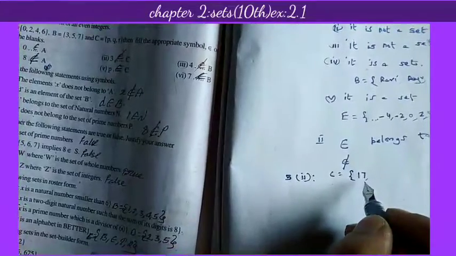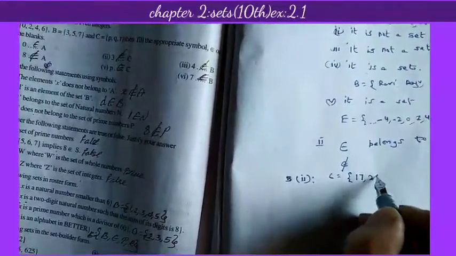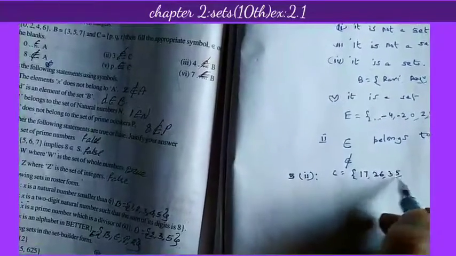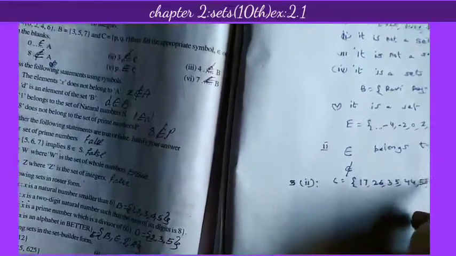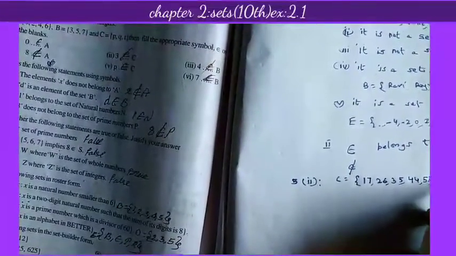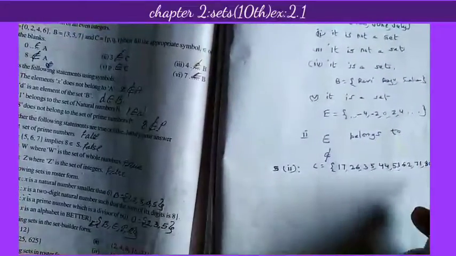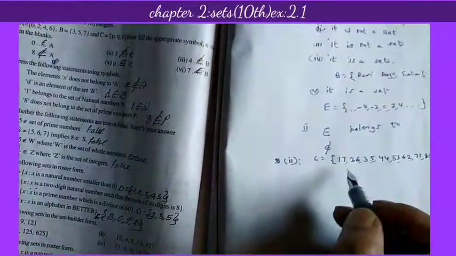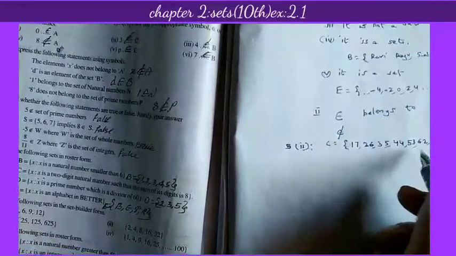So it is double digit and the sum of digits is 8: 2 and 6, 3 and 5, 4 and 4, 5 and 3, 6 and 2, 7 and 1, and 8 and 0. These are the 2-digit numbers whose sum of digits is 8. So my set contains 17, 26, 35, 44, 53, 62, 71, 80. Like that you complete the roster form.